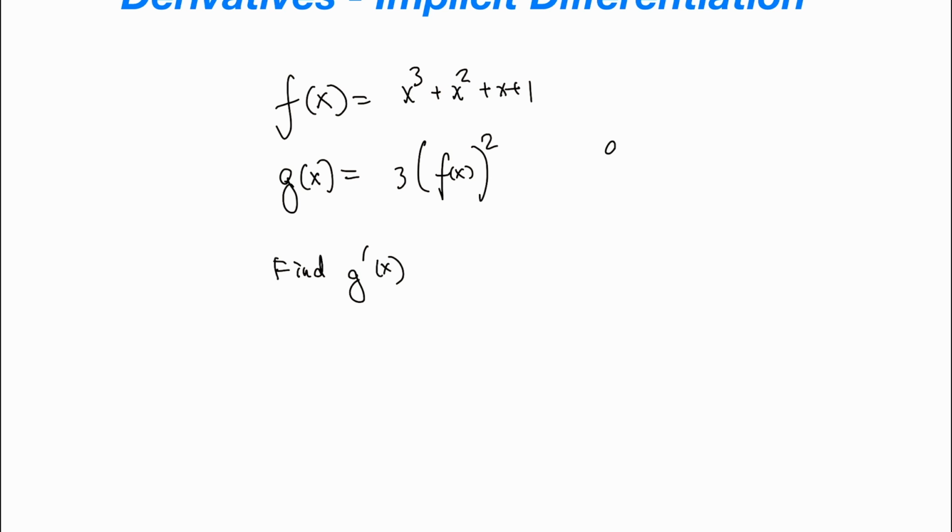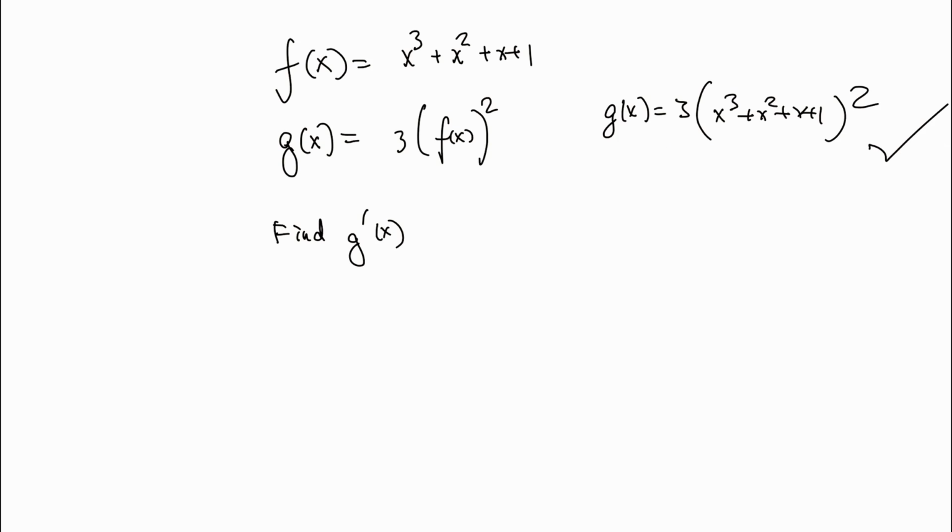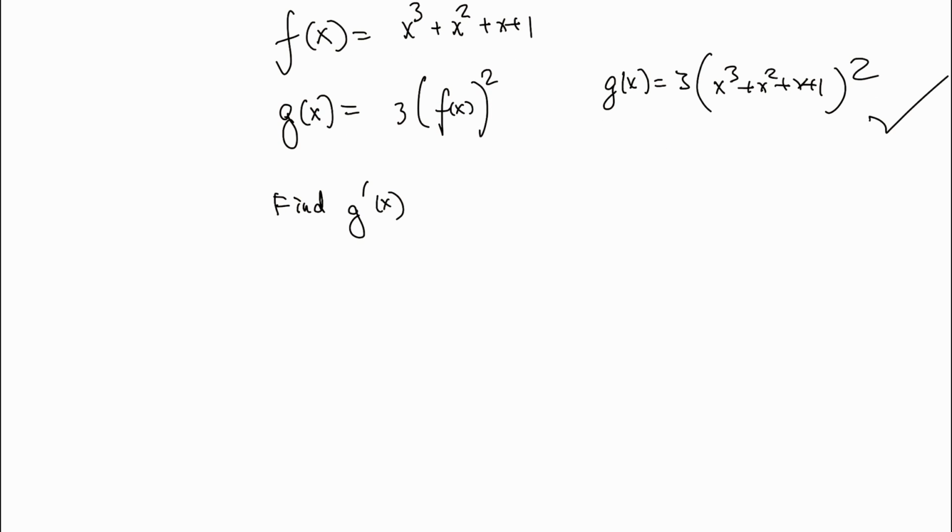If we have g of x, we have 3 times this x cubed plus x squared plus x plus 1 squared, and just use the power rule and the constant rule and the constant multiple rule over and over again. You can get the answer, yes, but it takes a very long time and you want to know an easier solution. The second solution is to use the chain rule.